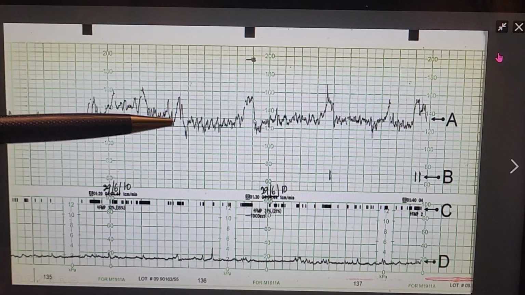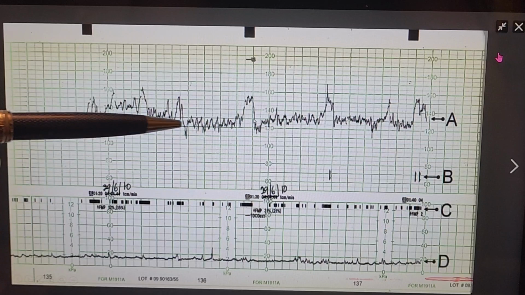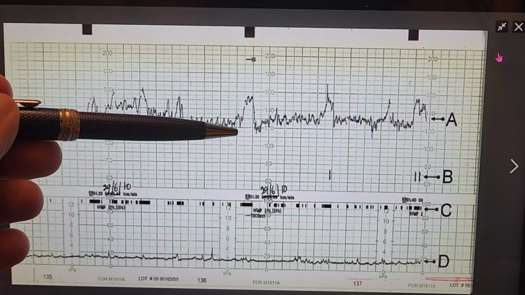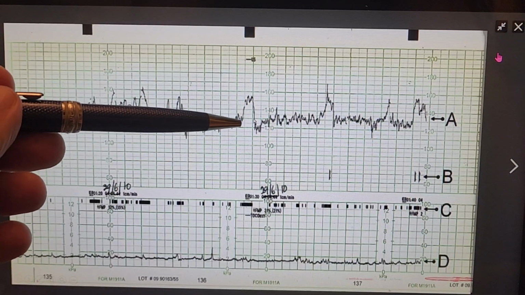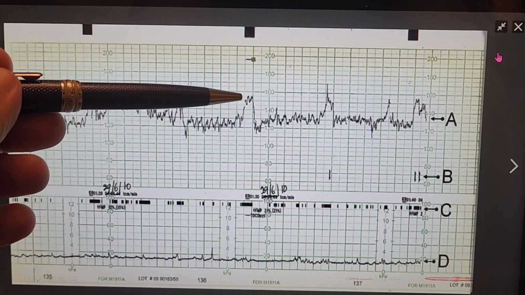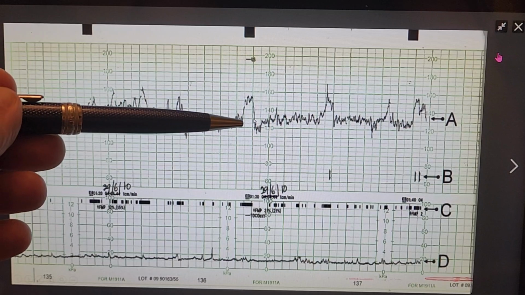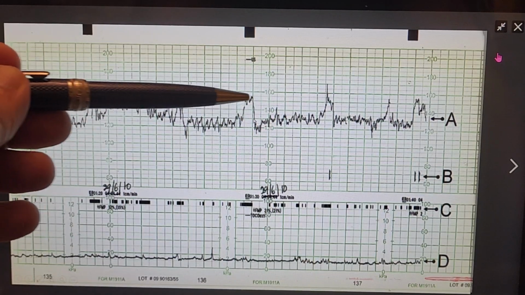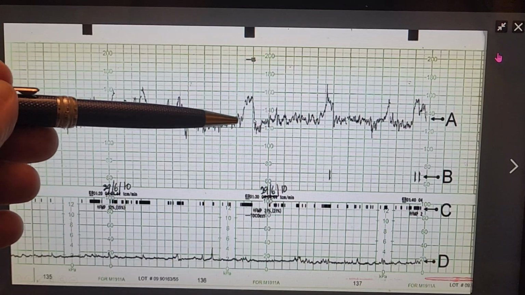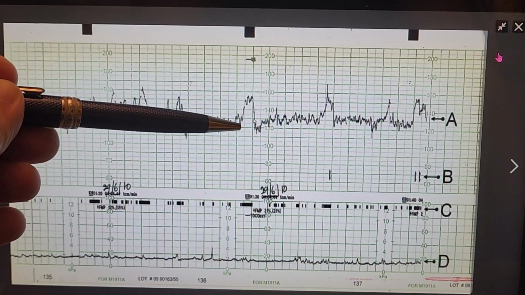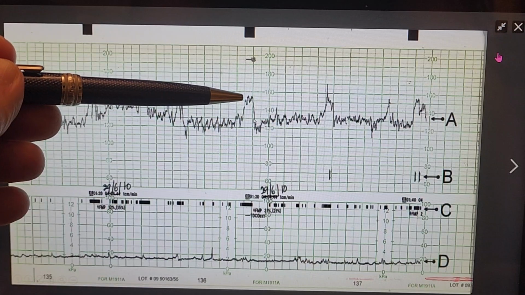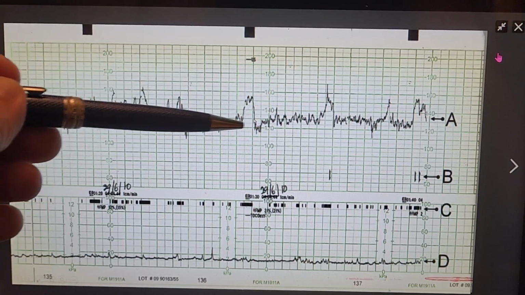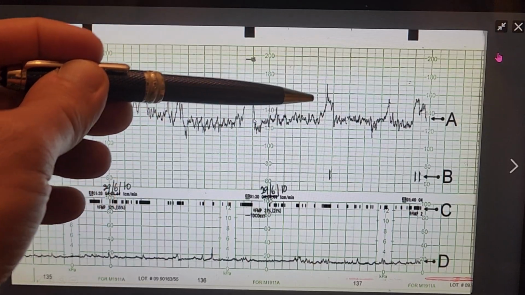Then we need to talk about acceleration. To consider it a real acceleration, it should be at least 15 beats for 15 seconds. As I said before, vertical is number of beats, horizontal is time in seconds. So this is an acceptable acceleration because we have more than 15 beats for more than 15 seconds. This is acceleration, and this is acceleration.